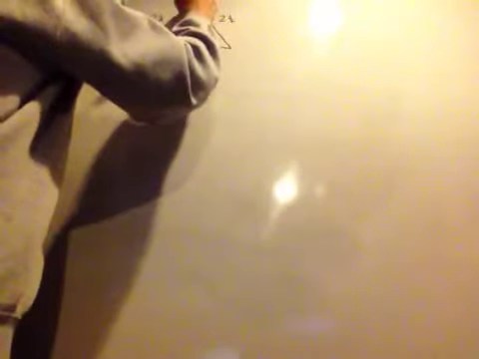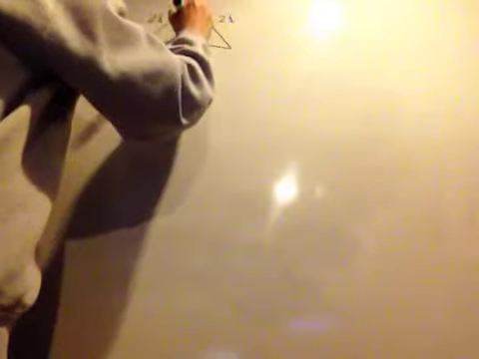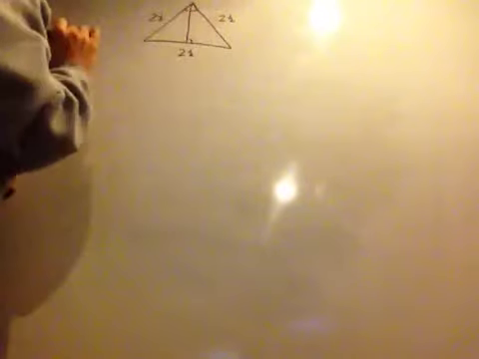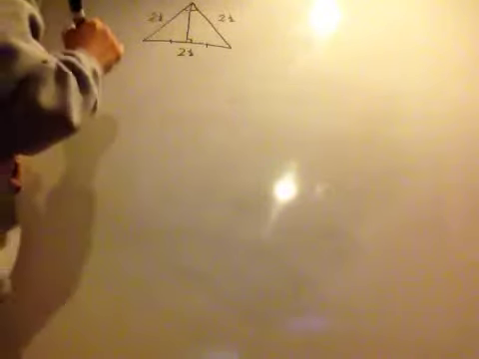So we have to find the height by drawing in our altitude. And if you remember, in an equilateral triangle, the altitude is also the median, the perpendicular bisector, and the angle bisector. So we know that those two angles are the same. We know that those two sides are the same. That's what you're going to need in order to do this.